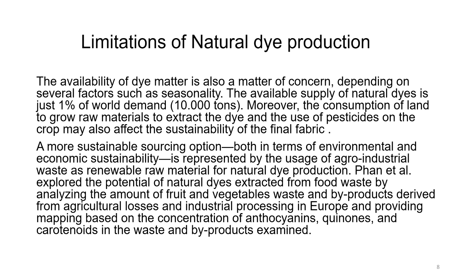So, if we don't use agricultural land for growing natural dye plants, and if we use whatever is the waste or renewable raw material from another agro-industry, then that is something very advantageous. Fan et al. explored the potential of natural dyes extracted from food waste by analyzing the amount of fruit and vegetable waste and byproducts derived from agricultural losses and industrial processes in Europe, and providing mapping based on the concentration of anthocyanins, quinones and carotenoids in the waste and byproducts examined. So, people are looking for alternative sources where they don't need to grow these plants, where actually a cash crop can be grown.